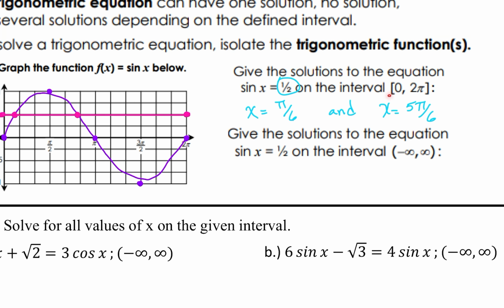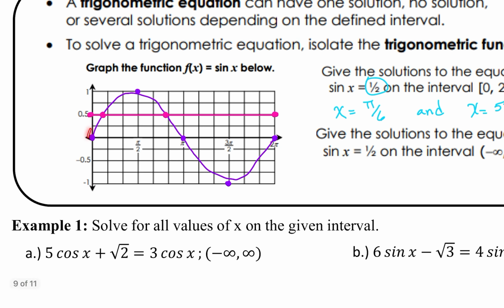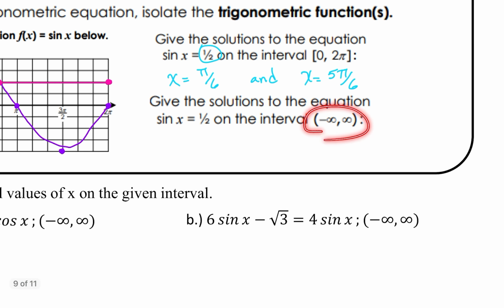And here's where it gets a little bit tricky. Notice that this was the interval 0 to 2 pi, meaning only on this curve when do we get 1/2. So we see 2 times. What happens if they ask about going to infinity, though? If you have to find all the answers to infinity, then you have to be more aware of the fact that this will continue to repeat itself over and over.